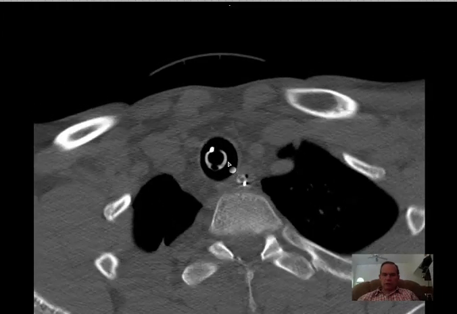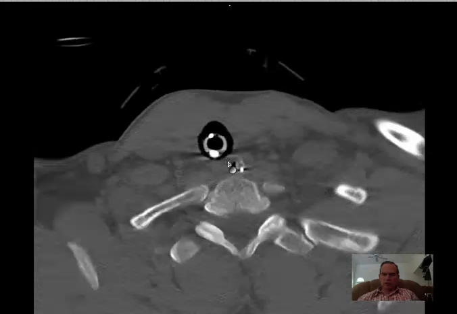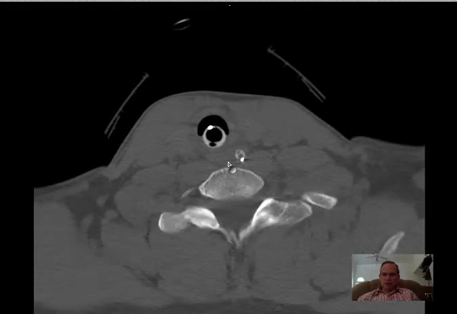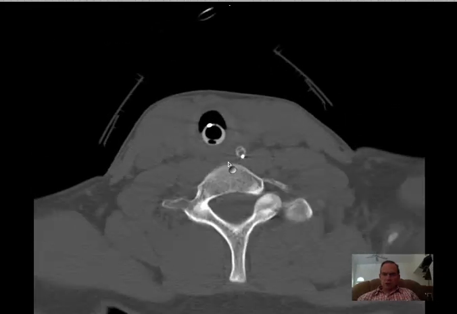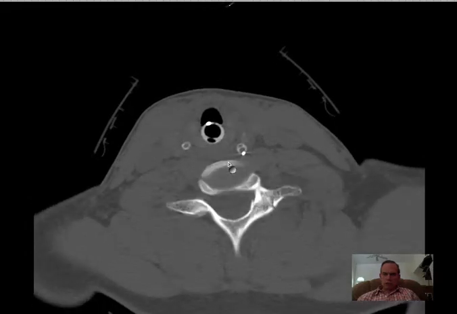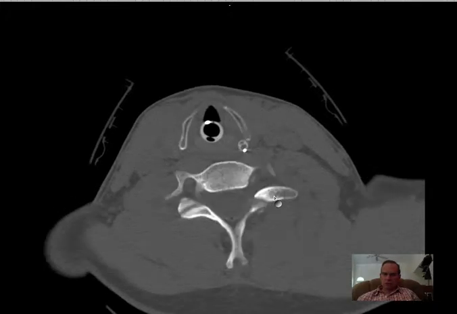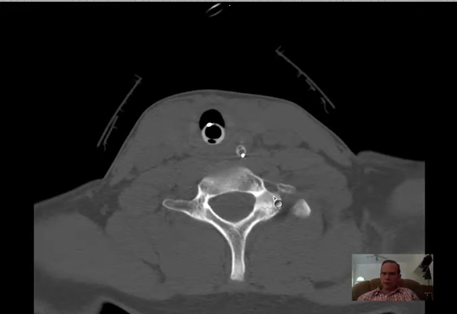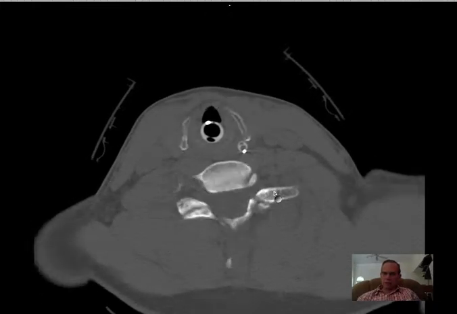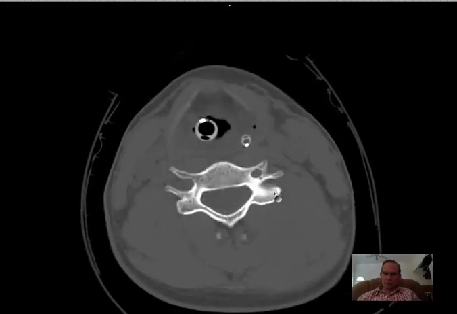Okay, so now as we move superiorly from the thoracic spine, you see an abnormality right here. That's in the C7 vertebra. You can see there's a little offset here, a little linear lucency through the bone there, and that's a fracture of C7 lateral mass. And then we'll go more superiorly from there.